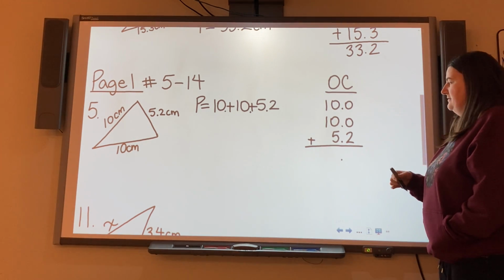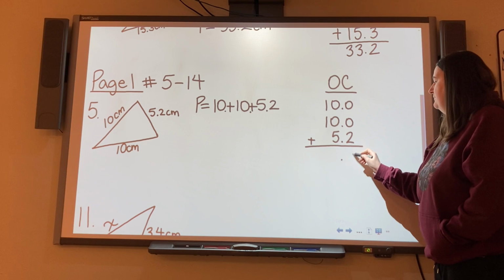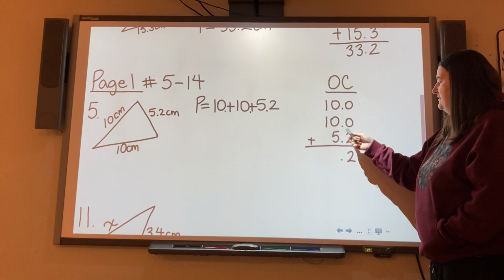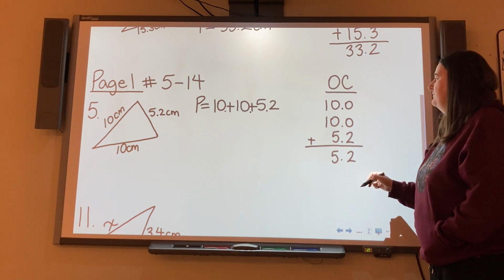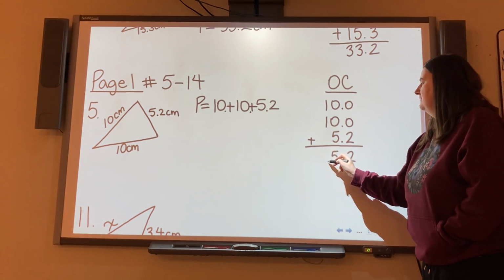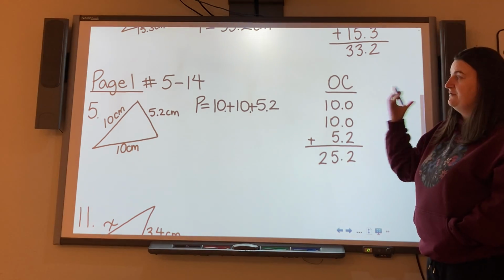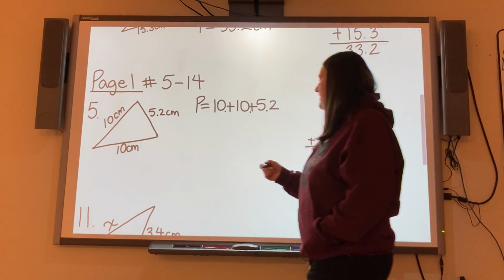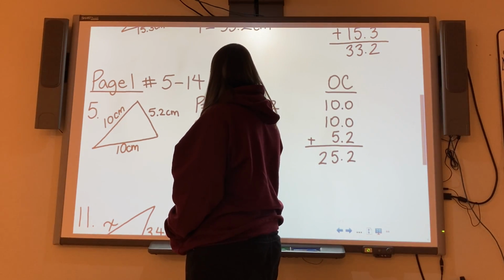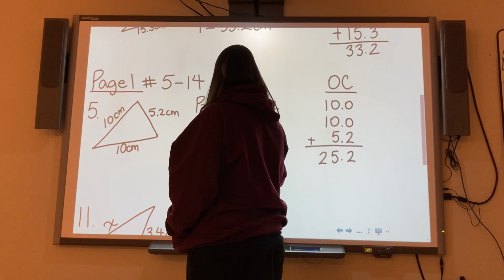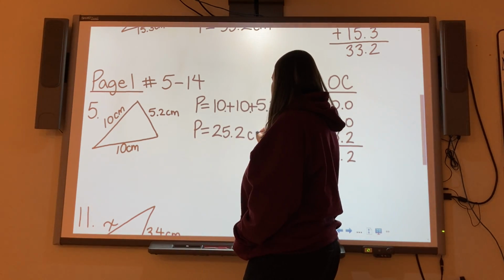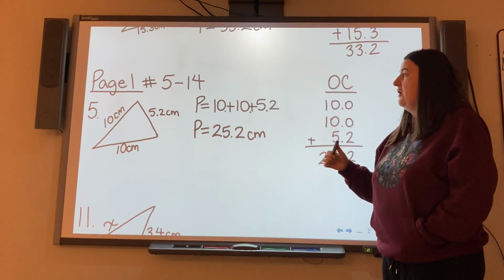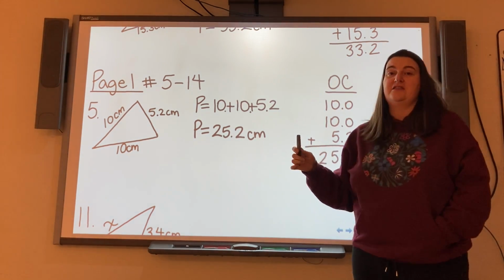So 0 plus 0 is 0. 0 plus 2 is 2. 0 plus 0 is 0. 0 plus 5 is 5. 1 plus 1 is 2. So the perimeter of my triangle on page 1, number 5, is 25.2. So I put P equals 25.2, and the unit of measurement, centimeters. Now, all of these questions all week, you're going to need to answer in your notebook.